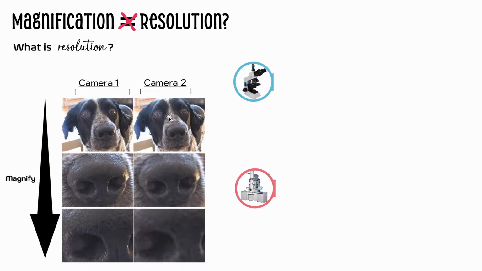With camera 2, we're magnifying the image the same amount, the same magnification, but look, we cannot clearly distinguish the different parts of the dog's nose. They kind of blur together, they blend together all of the different points to look like one point. This, my friends, is what resolution is. Resolution, the simple way of saying it, is clarity. This camera has higher resolution, higher clarity as we're magnifying in, whereas this one has a lower resolution.